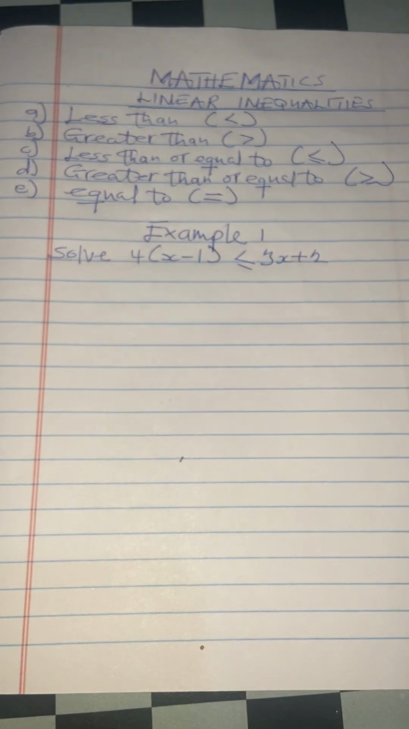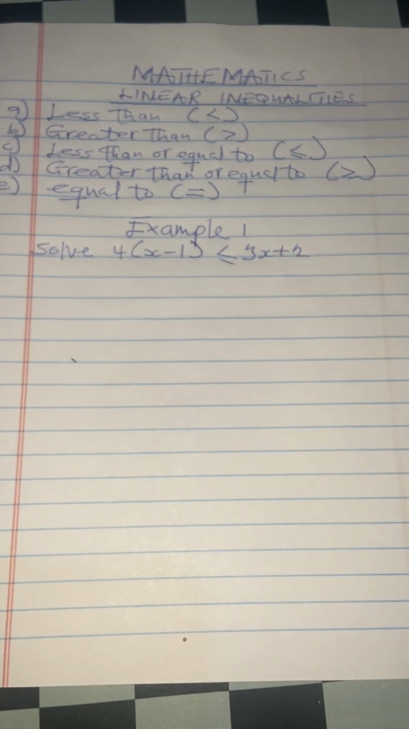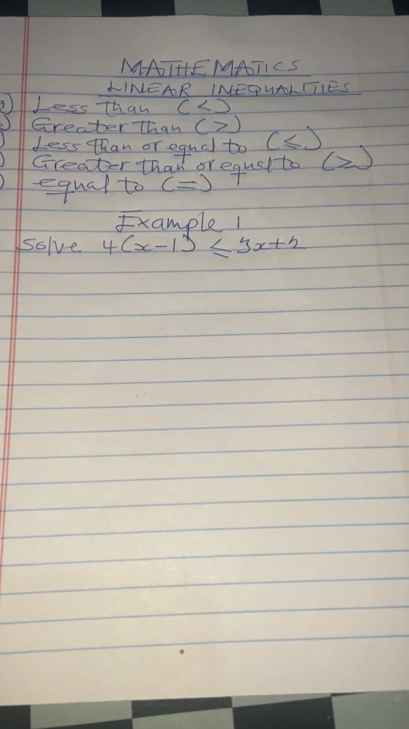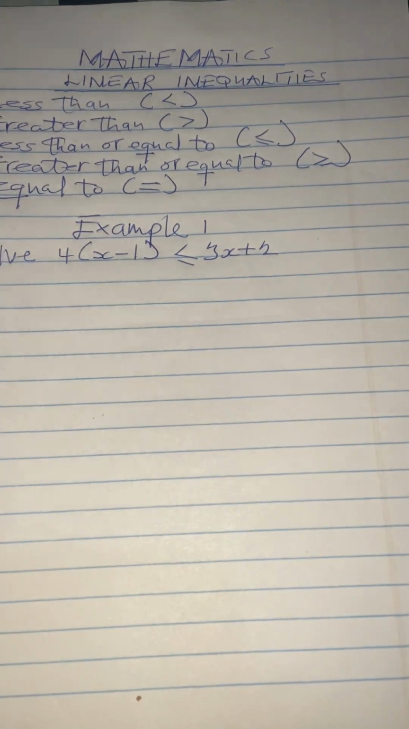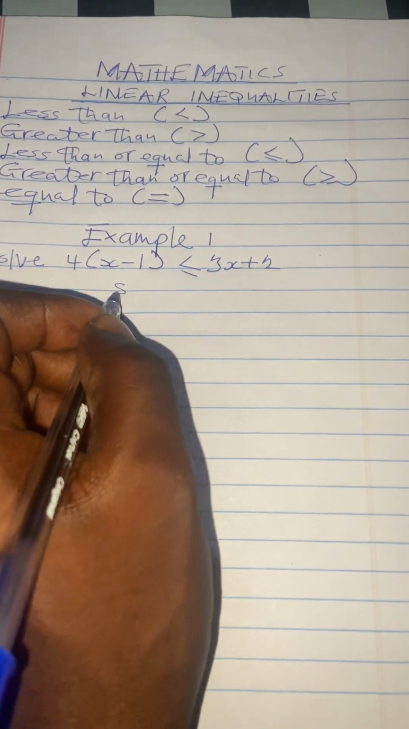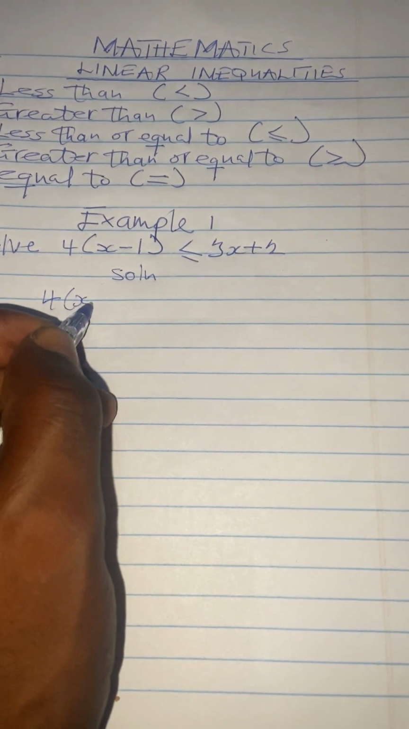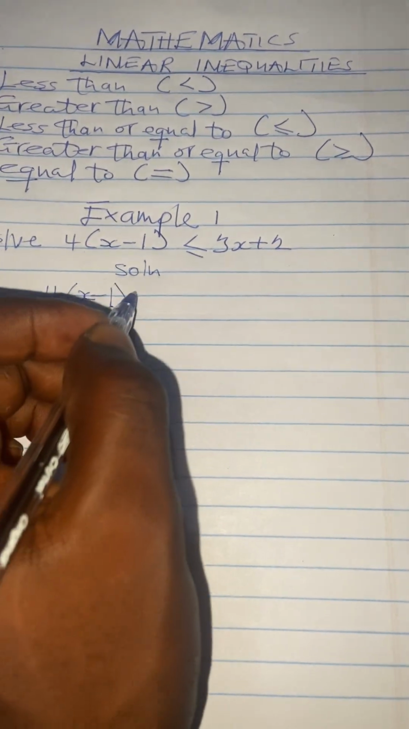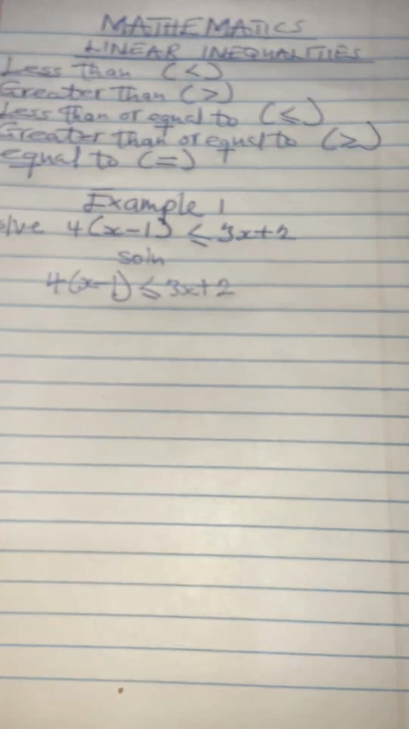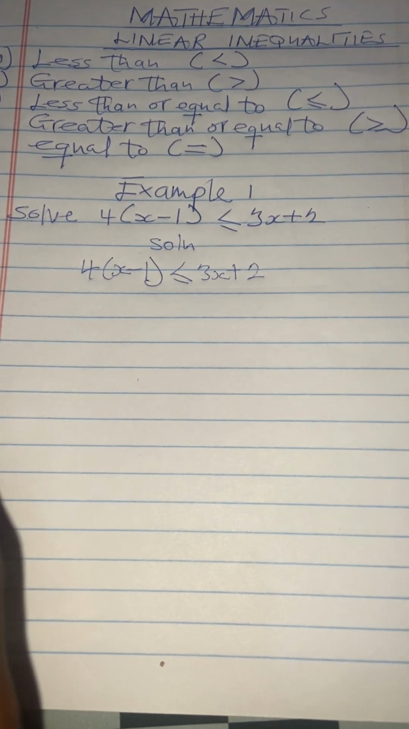So example 1 says, solve for 4 multiplying x minus 1 is less than or equal to 3x plus 2. Okay, so now let's solve it. So first of all, we repeat the question again, right? So we have 4 multiplying x minus 1 is less than or equal to 3x plus 2. So you expand the what? The bracket. You expand the bracket, right?